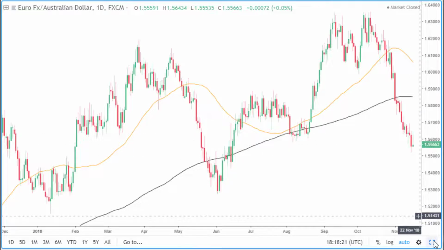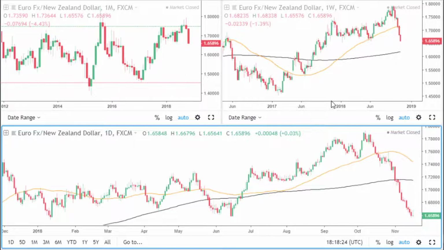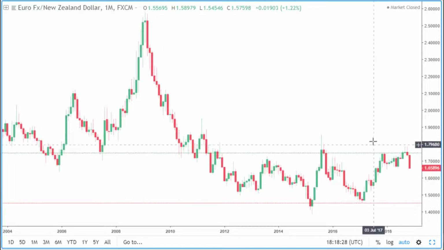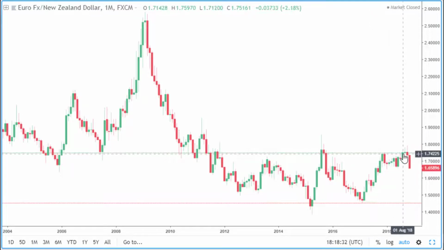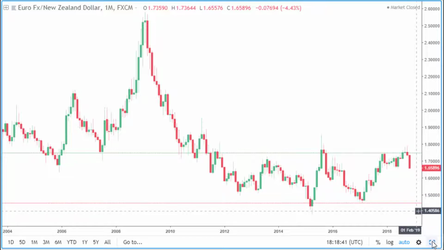Next forex pair is the Euro New Zealand dollar. Similar picture to the Euro Australian dollar. We can see that price found resistance around last year's high and has since started to head in the downwards direction. So again, with this forex pair, we may see price come as low as last year's low.